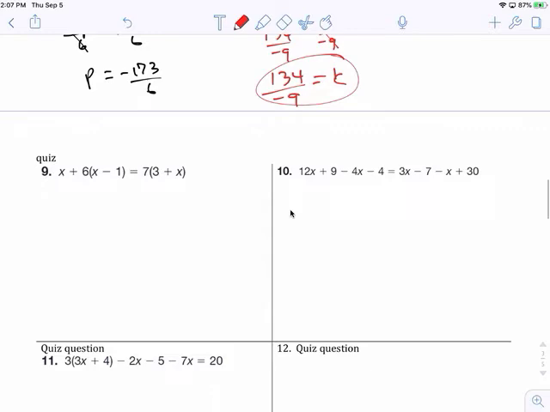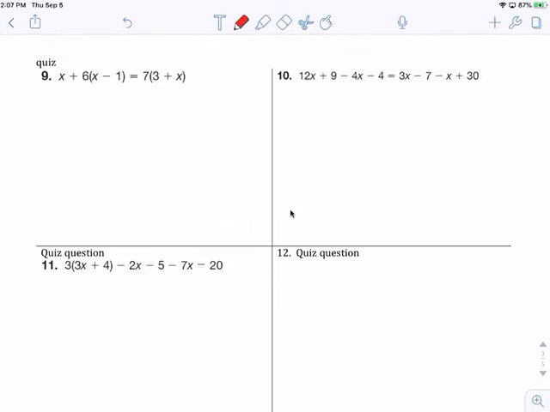Okay. Now, the back side, I don't think in any class we did. I said no 10, no 12, right?